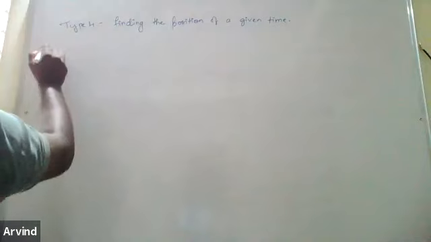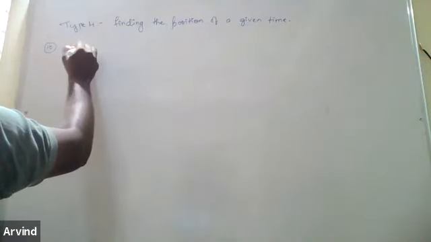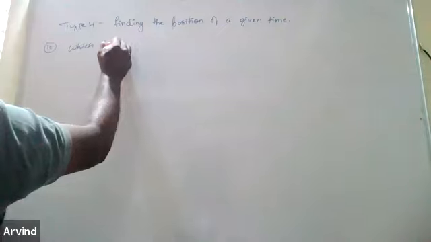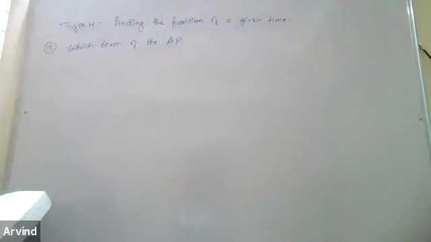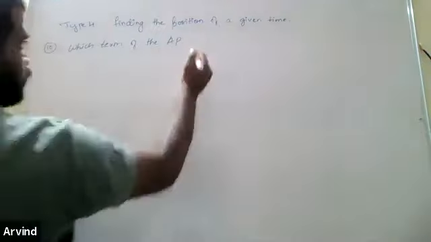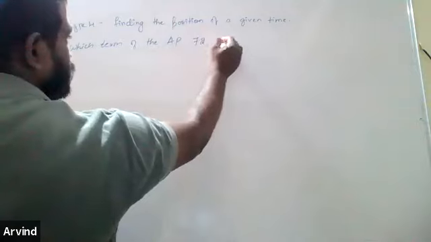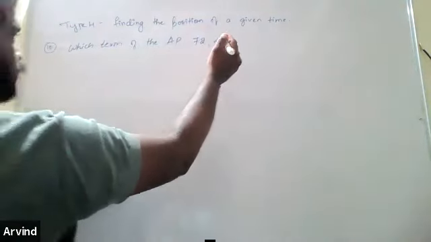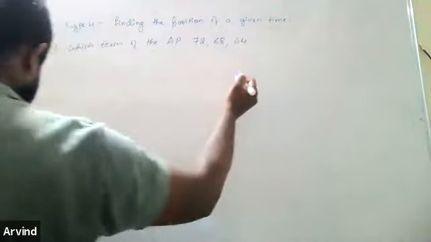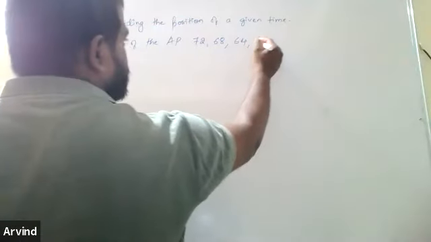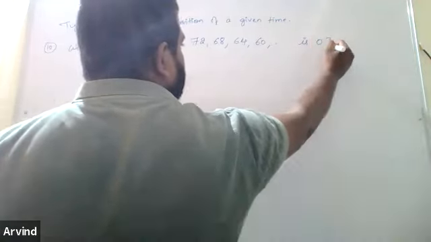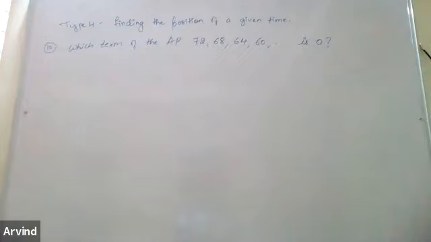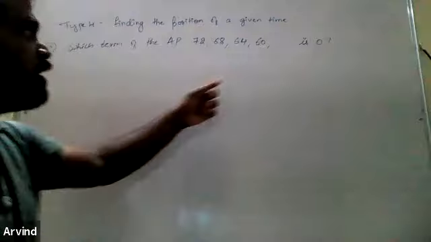So which term of the AP, 72, 68, 64, 60, and so on up to 0? Which term of the AP 72, 68, 64, 60, so on up to is 0.